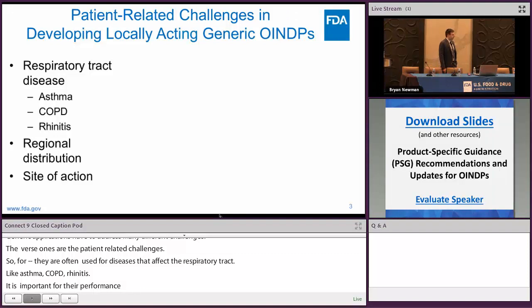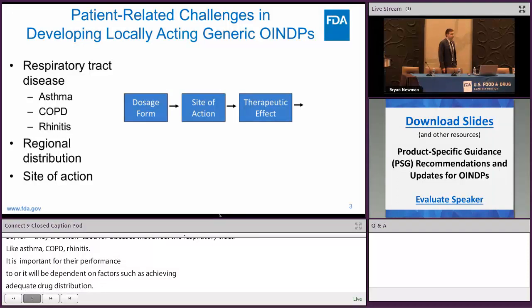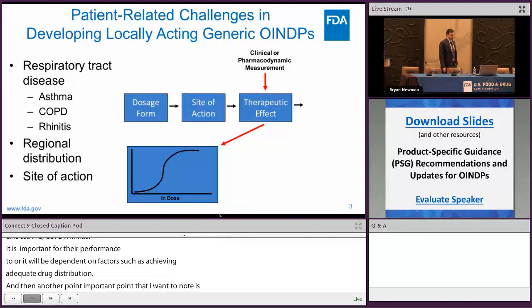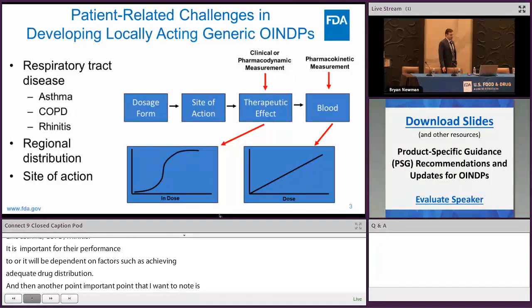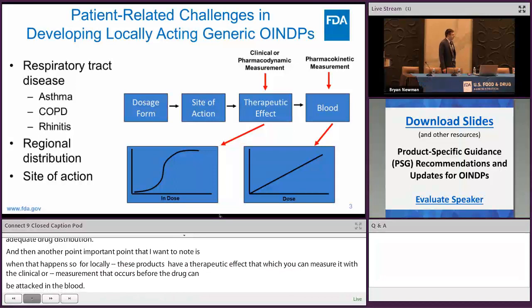Another important point I want to note here for these products is when the therapeutic effect happens relative to when the drug is measurable in the blood. So for locally acting orally inhaled nasal drug products, these products have a therapeutic effect which you can measure with a clinical or pharmacodynamic measurement that occurs before the drug can be detected within the blood. So your pharmacokinetic bioequivalence studies, which are often used for establishing equivalence for products that are systemically active, this type of bioequivalence study may not be sufficient for establishing bioequivalence for these locally acting products.